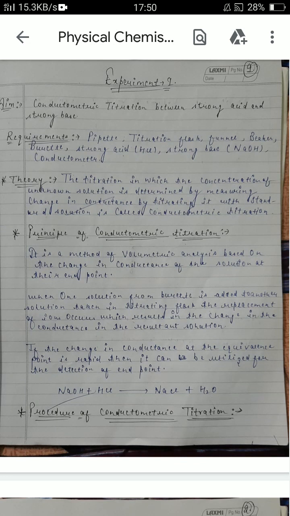Aim: conductometric titration between strong acid and strong base. Requirements: titration flask, funnel, beaker, burette, strong acid HCl, strong base NaOH, conductometer.